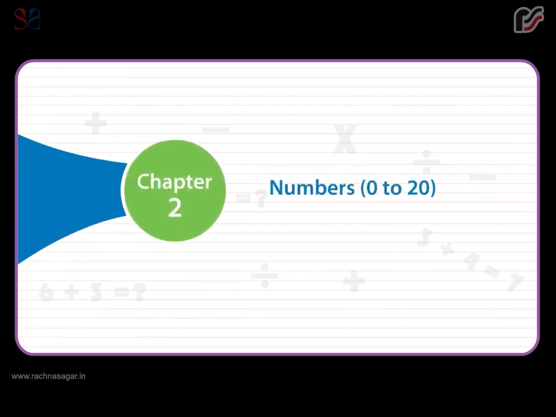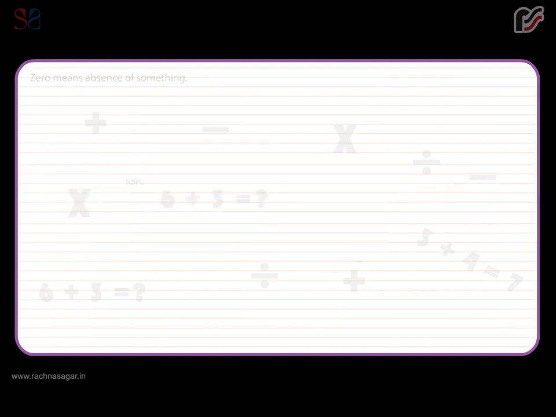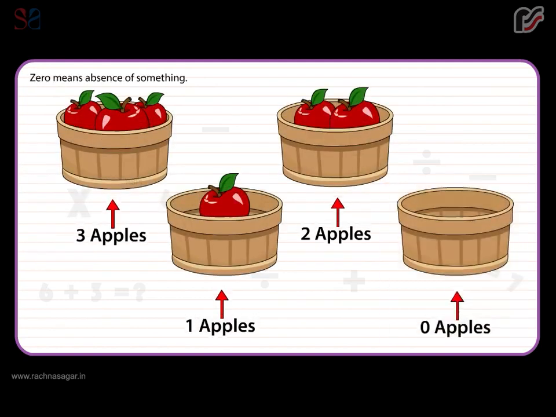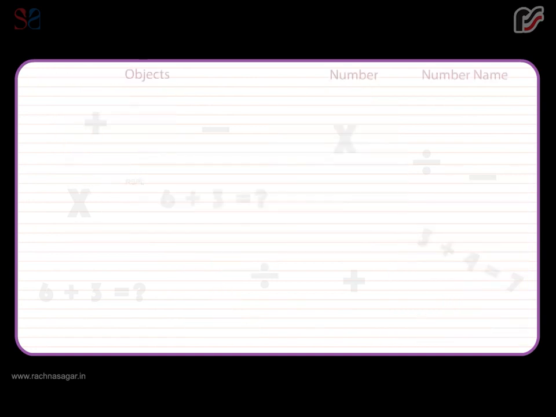Chapter 2: Numbers 0 to 20. Understanding 0. 0 means absence of something. Number names 1 to 10.